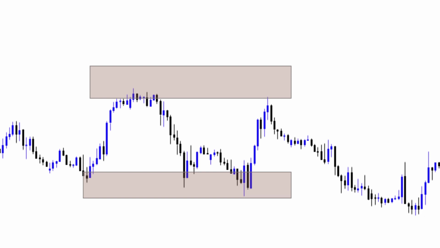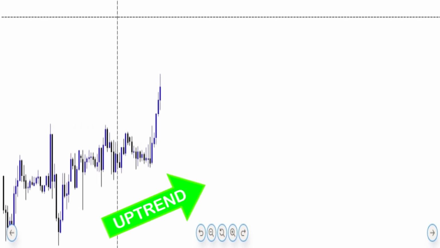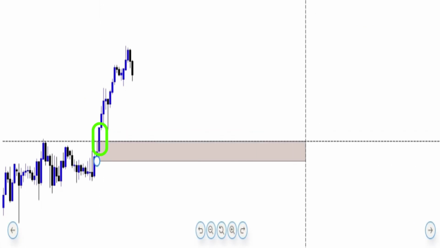So let us see some of the examples of these two types of liquidity. Here we have the euro-pound chart on 1 hour time frame. We can see market doing the break of structure to the upside, which indicates that the market is in an uptrend. We can see that the market made an inefficient candle here, which is why we would plot the bullish order block zone from this point.